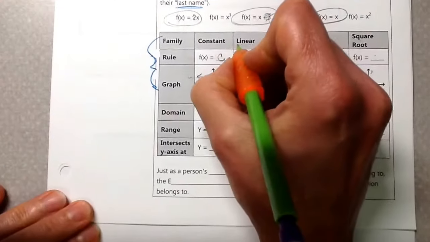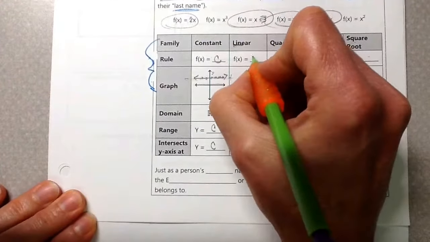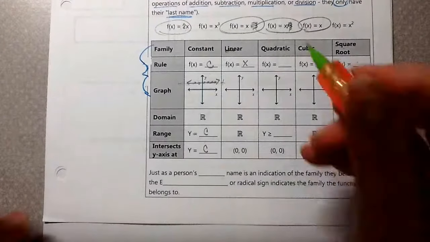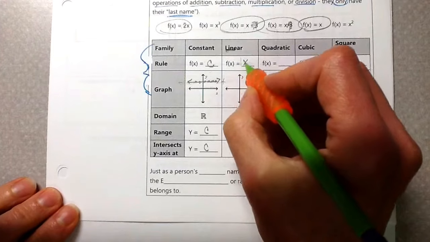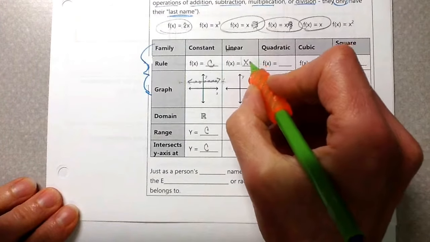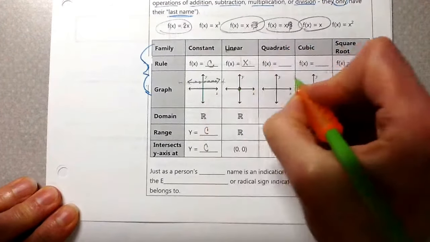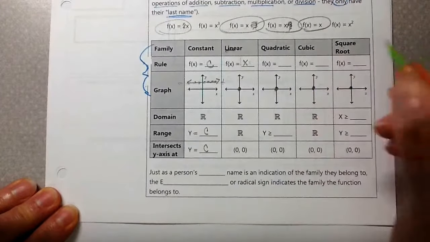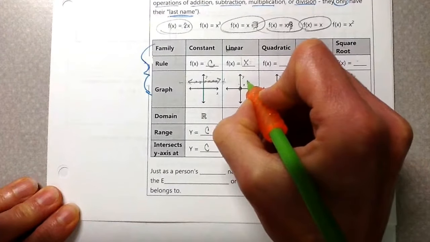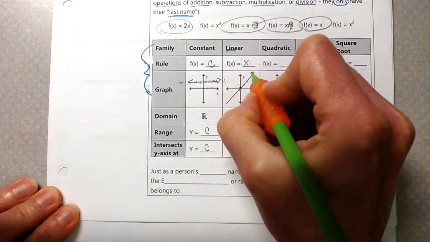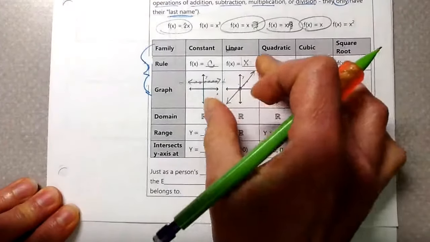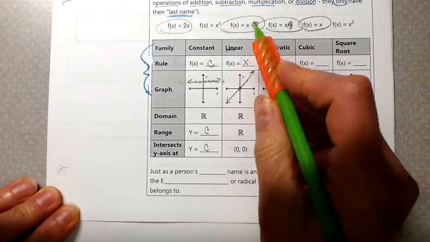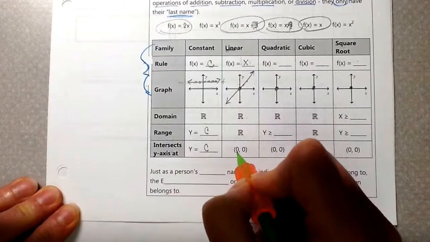Now linear, you can see the word line in here. Linear function is just f of x equals x. And we could look at this and know that it has a slope of 1 and it intersects the y-axis at 0 because there's nothing here. So we're going to just put a point here because all of these parent functions are going to go through the origin. So again, this one has a slope of 1. Connect our points, we have our line. This goes on forever. So the domain is all real numbers and also the range because it goes up also. Intersects the y-axis at 0, 0.